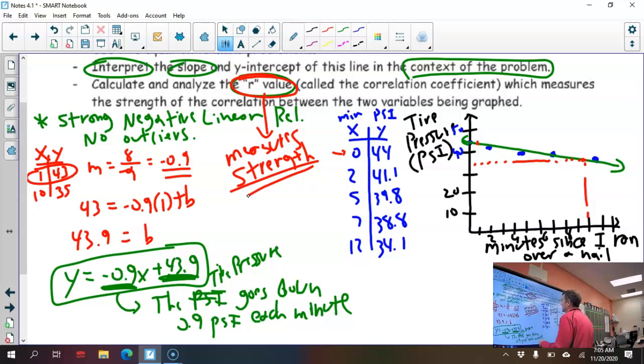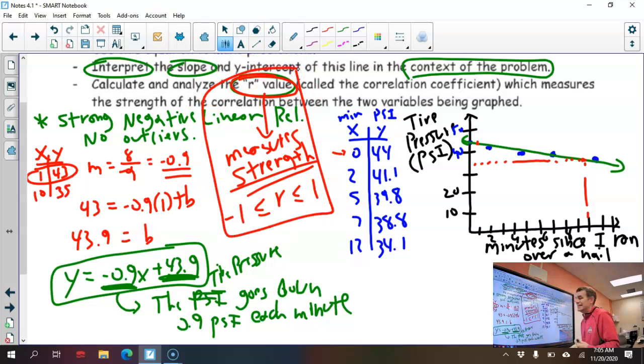And for right now, let me tell you that the R value is always between 1 and negative 1. It is always between 1 and negative 1. Negative when the slope is negative, and positive when the slope is positive. And the closer to 1, the stronger the relationship. So if the R value is like 0.3, not very strong. But if it was 0.9, strong. Or in my case, it'd be negative. So maybe negative 0.9, strong.